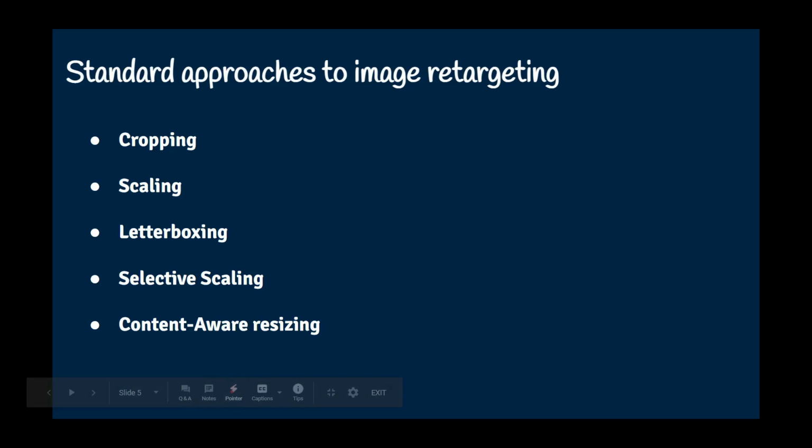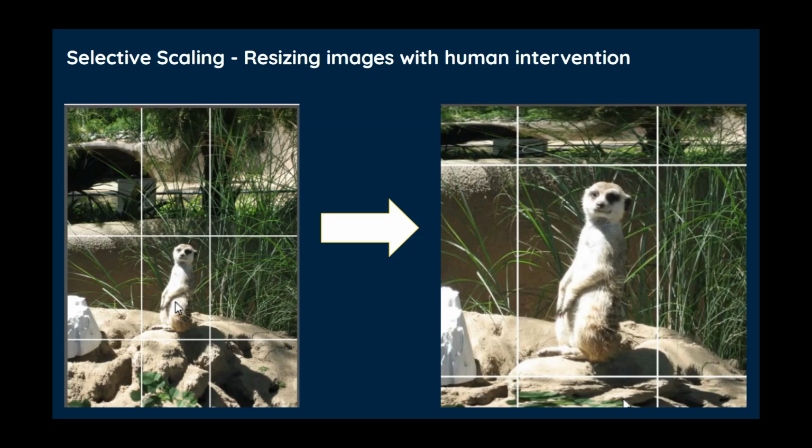Is there a better option? Something that preserves both the image detail and the image content. One naive approach is to give the users an option to select important regions and selectively scale the unimportant regions, where the region of interest in the image is preserved. This approach is called selective scaling, but as is quite evident, there is a lot of manual human intervention in this procedure, which sometimes makes it hard to work with.